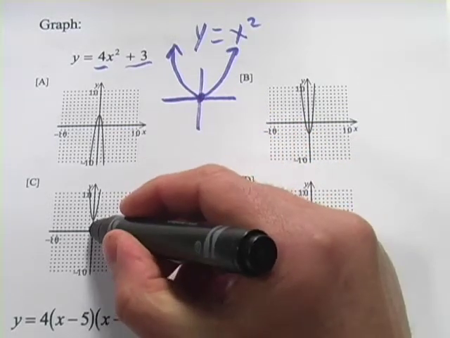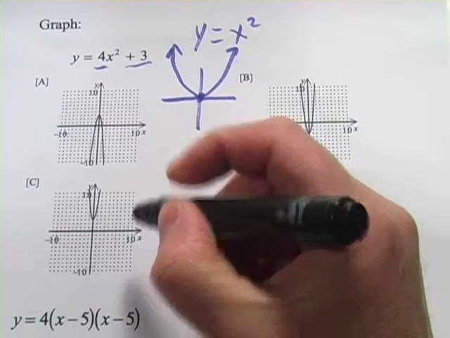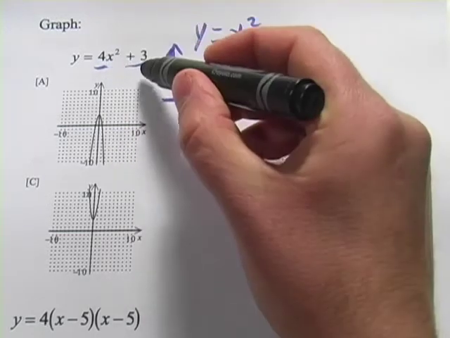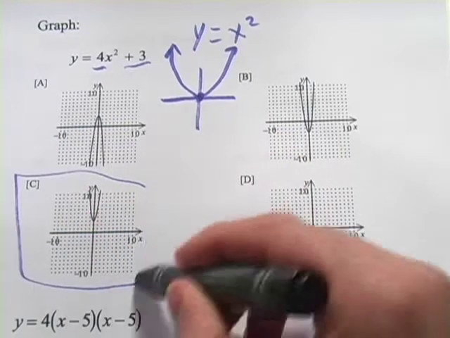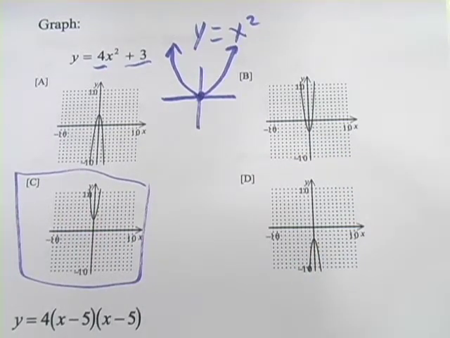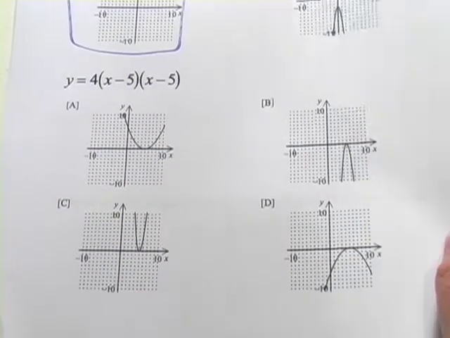I see there's the point (0, 3) on here. If I put a 0 in for x, I get 3 for y. Yes, that checks. So C is going to be our answer. Let's take a look at a slightly more complicated looking one.